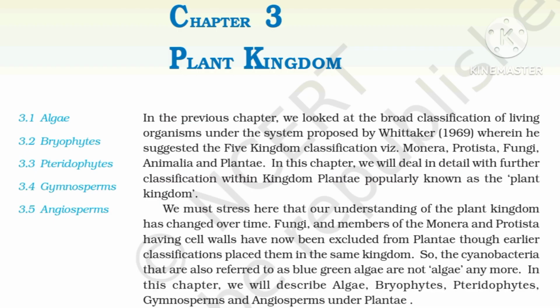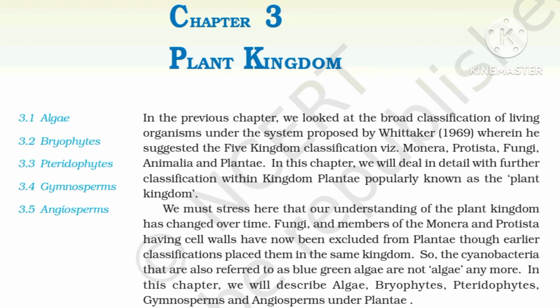Chapter 3, Plant Kingdom. In the previous chapter, we looked at the broad classification of living organisms under the system proposed by Whittaker in 1969, where he suggested the five kingdom classification with Monera, Protista, Fungi, Animalia, and Plantae. In this chapter, we will deal in detail with further classification within kingdom Plantae, popularly known as the plant kingdom.